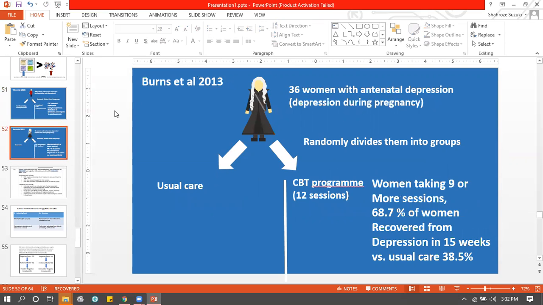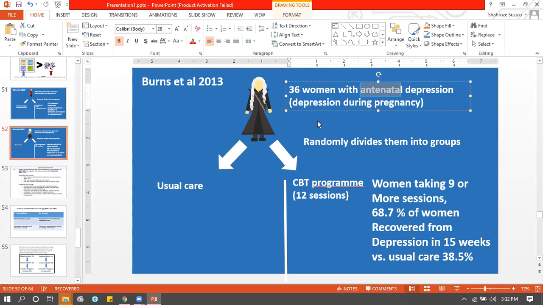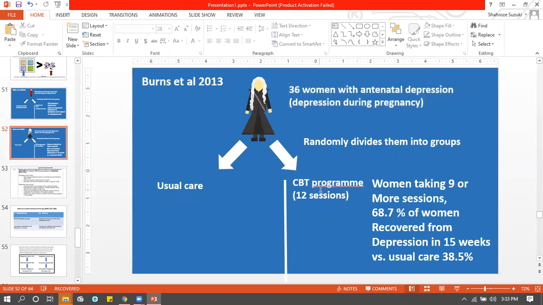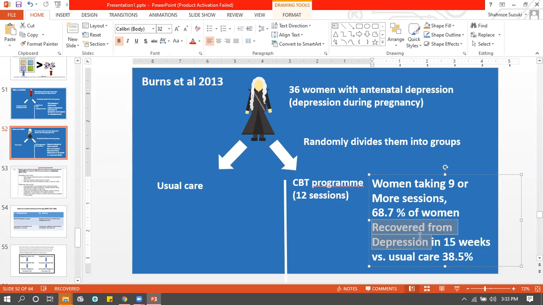Last research by Burns, who did it on women who were depressed during pregnancy, known as antenatal depression. Generalizability might be low, but will this CRT technique help women overcome their depression during pregnancy? Again, half of the women were given usual care, which is what you normally do in those circumstances in the hospital, like nurses and so on, and half of them were given CRT. At the end, of those who recovered in 15 weeks, 68.7% of the women recovered from the CRT program, but from usual care, 38.5% recovered. So CRT helps people improve more in antenatal depression than the usual care given in hospitals.